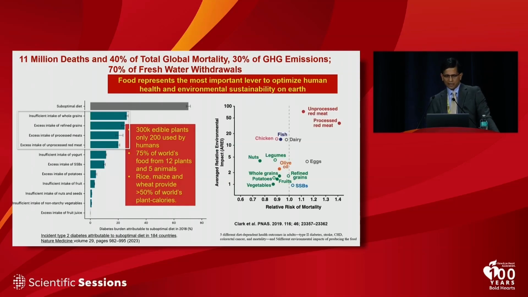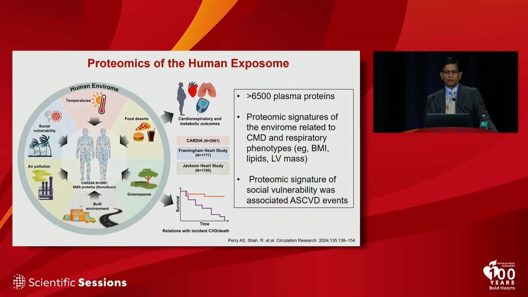This is a very nice paper in the PNAS published by Clark et al. That contrasts climate emissions and health, right? So you can see on the x-axis, relative risk of mortality based on data, and on the y-axis, the average relative environmental emissions. This is where the intersection of planetary goals and personal goals and health goals is. And you can see that if you confine your diet every day to nuts, legumes, whole grains, and vegetables, and avoided unprocessed red meat and processed red meat, you'd be much healthier, and you'd also emit far fewer carbon emissions.